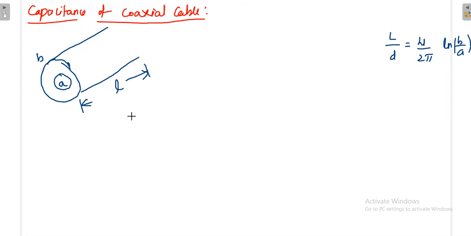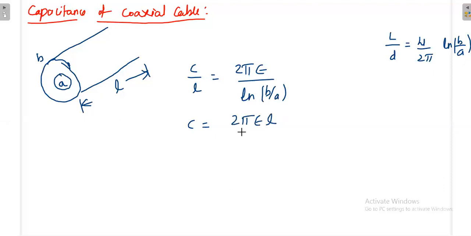Similar to that, now we are calculating the capacitance. So now the capacitance C divided by L is 2 pi epsilon divided by ln B by A. Suppose if you want to have a capacitance, it is very simply 2 pi epsilon L divided by ln B by A. Okay, again, always that unit relationship has to be satisfied.